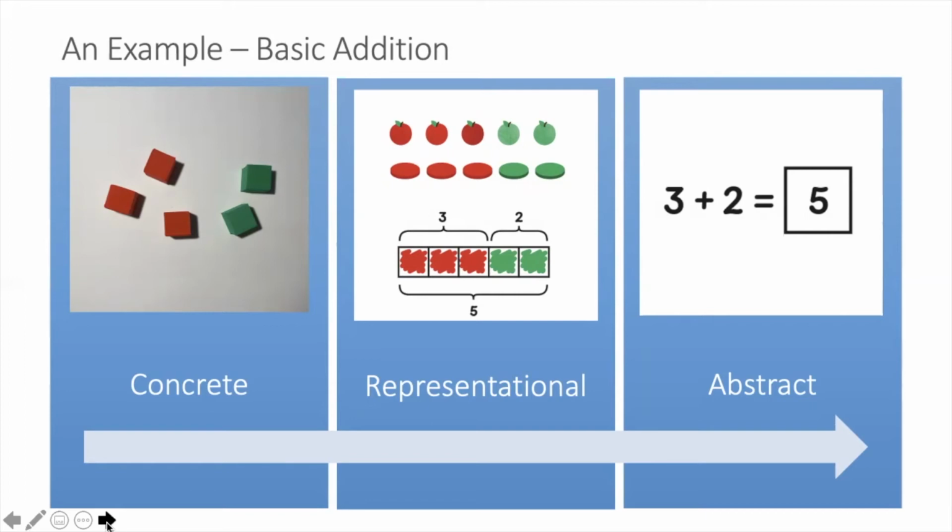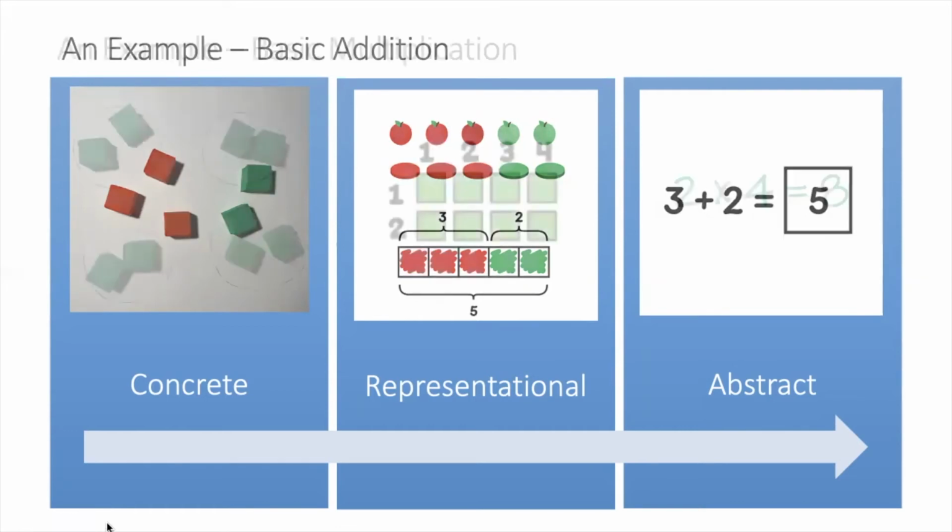addition, and then taking it to the next level, you can even begin to use those tape diagrams to really shore up the understanding of part, whole where appropriate, and then moving ultimately into the abstract, again, where we're using numbers and symbols to represent the math. 3 + 2 = 5.